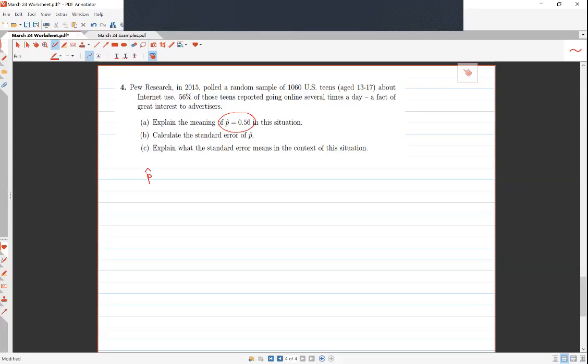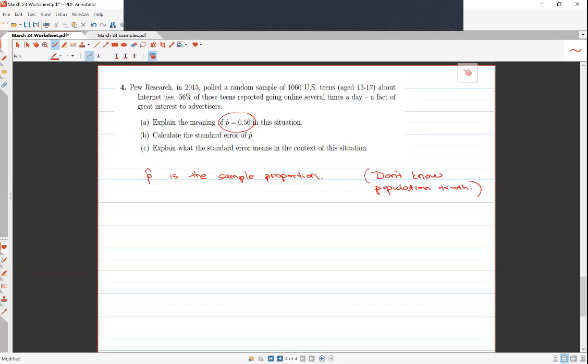Remember, p hat is the sample proportion. We did a survey here, and we can observe in our sample what proportion of teens go online several times a day, but we don't know what the actual truth in the population is. So we don't know the population truth. So this p hat is the sample proportion. What does that tell us specifically?